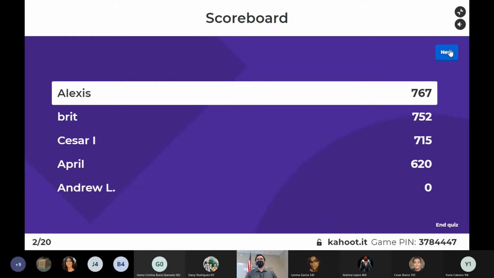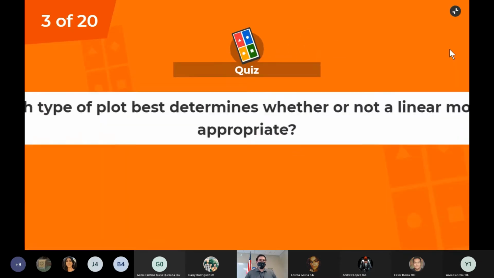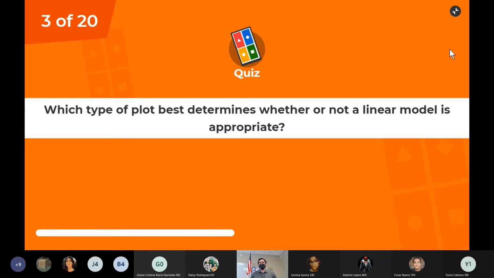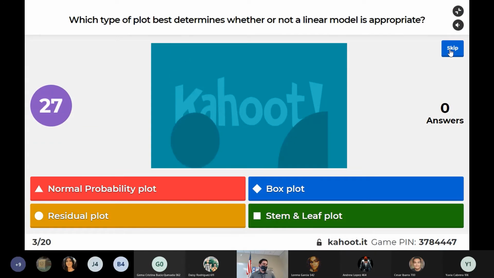All right, we got some more players. So which type of plot best determines whether or not a linear model is appropriate? This has to do with chapter 3.